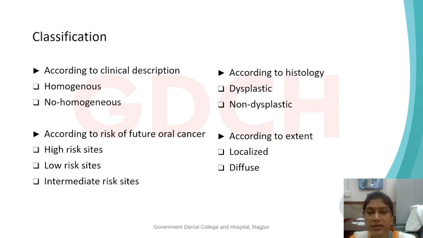According to histology, depending on what we see in the histopathology report, if dysplastic changes are there, it is categorized under the dysplastic condition. If there are no dysplastic changes, it is categorized under the non-dysplastic lesions. And according to the extent, the lesion can be localized, limited to just one area, or it can be diffuse, involving many areas of the oral cavity.